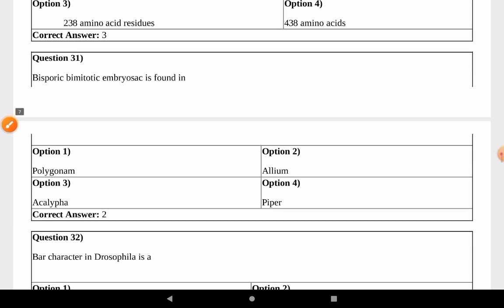So next question is bisporic bimitotic embryo sac is found in option 1 polygonum, option 2 allium, option 3 echilapa, option 4 piper. So the correct answer is allium, option 2. So allium has bisporic, bimitotic embryo sac.